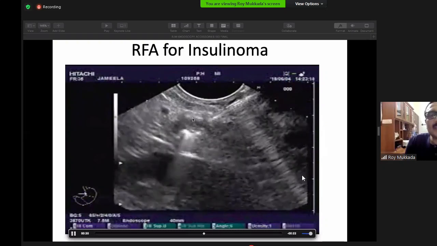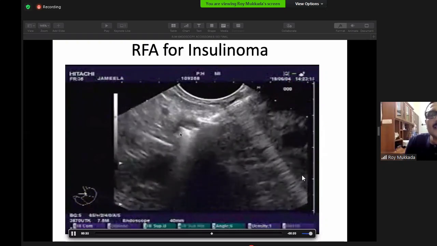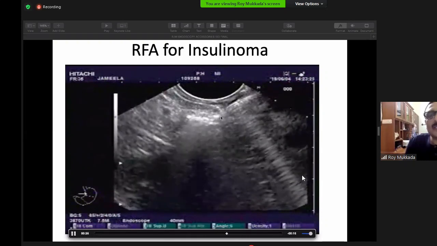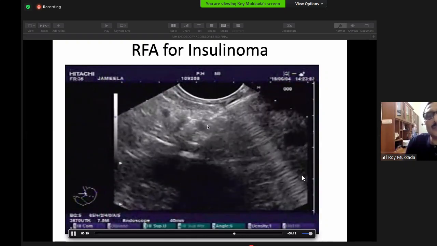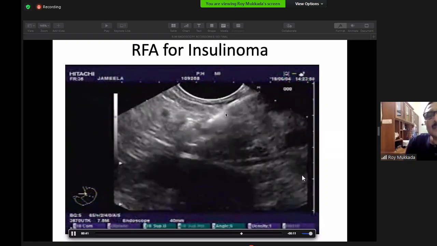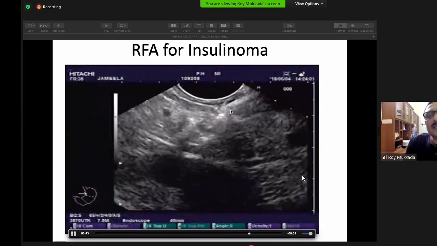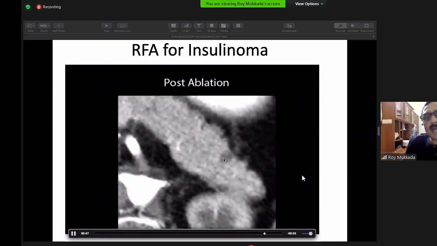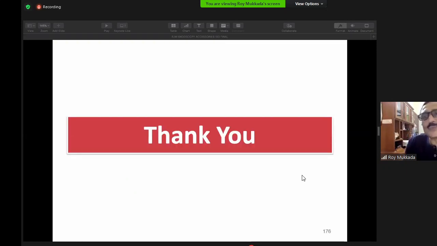You can see the ablation which is happening. You can completely ablate the lesion. Even the needle tract you can ablate, so that seeding won't occur. Post ablation, you can see this is completely hypoechoic. Earlier it was hyperechogenic. So this is an excellent procedure, but only done when there is a contraindication or the patient is not suitable for surgery. Thank you.